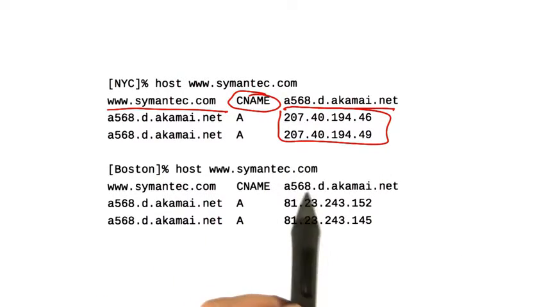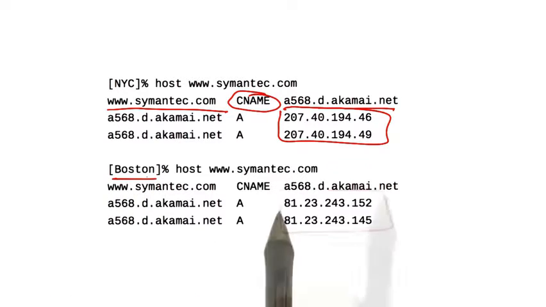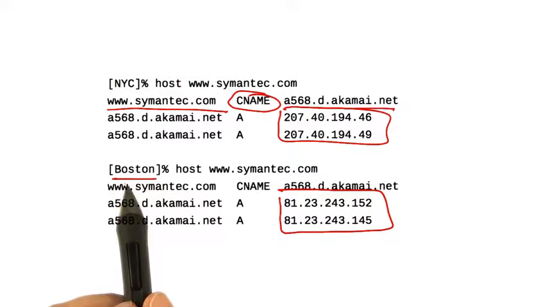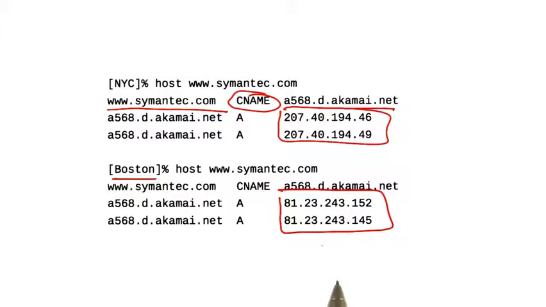Notice that when we perform the same lookup from Boston, we also get redirected to Akamai through the CNAME, but we get two different IP addresses that are presumably more local to the Boston area. So depending on where the client looks up the domain name, it receives different IP addresses at different locations in the network. This is how operators use DNS to redirect clients to nearby replicas.